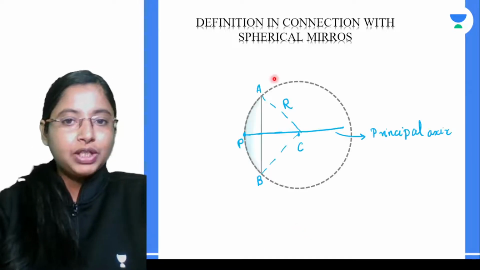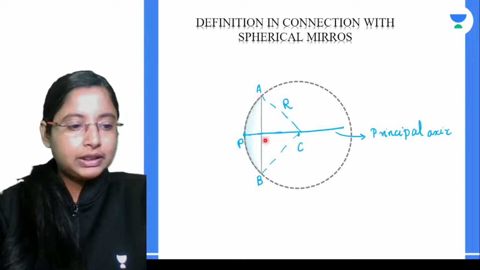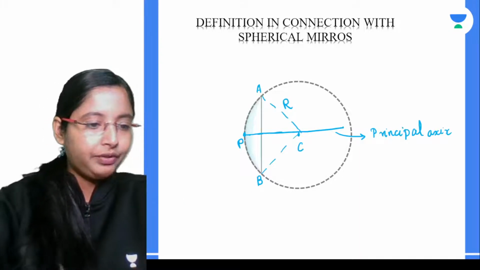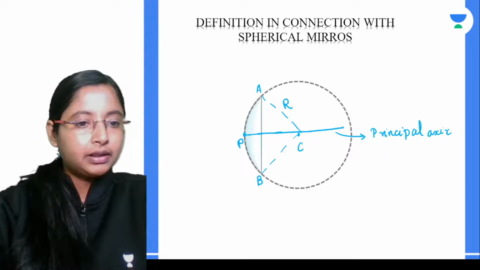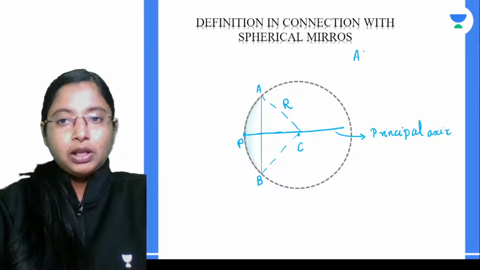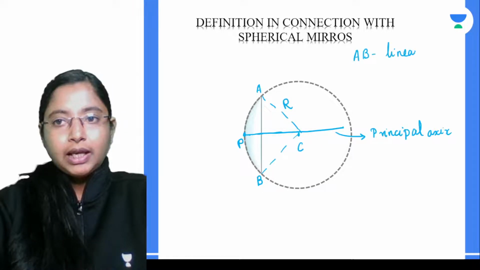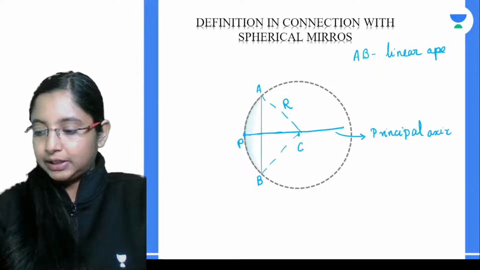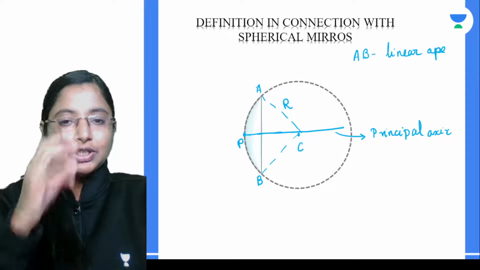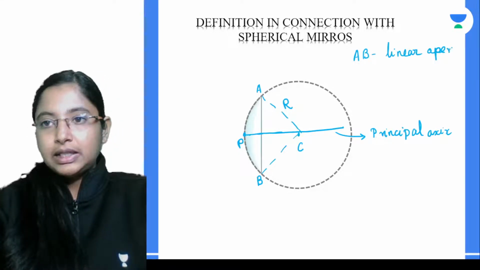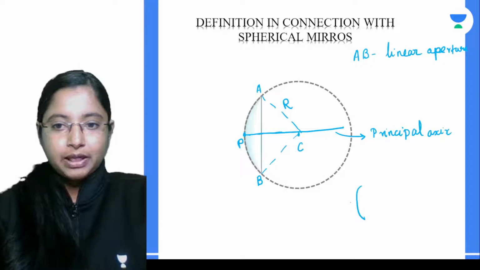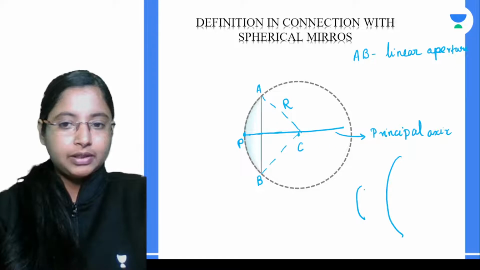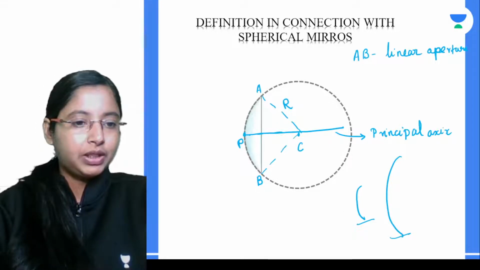Apart from this, if you take this length AB, we call it the linear aperture. Linear aperture just talks about the size of the mirror. It gives the diameter of the boundary. For example, if you have a spherical mirror of this size and another of this size, this one has a larger aperture than that one. So aperture talks about the size.